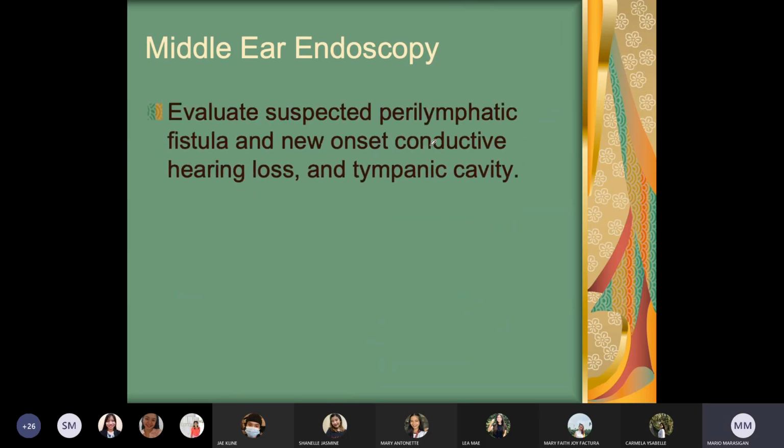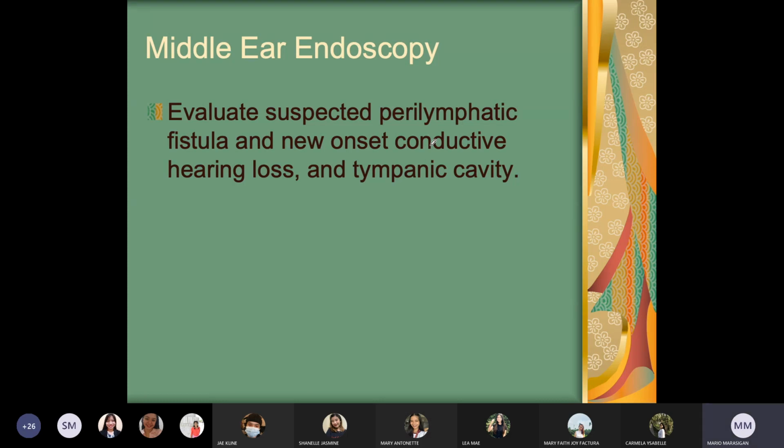Next, middle ear endoscopy or visualization of the middle ear. So it evaluates suspected perilymphatic fistula or new onset conductive hearing loss and tympanic cavity. Okay, so it can easily view or examine the middle ear. Okay. Middle ear endoscopy is performed safely and effectively as an office procedure or outpatient to evaluate suspected fistula.